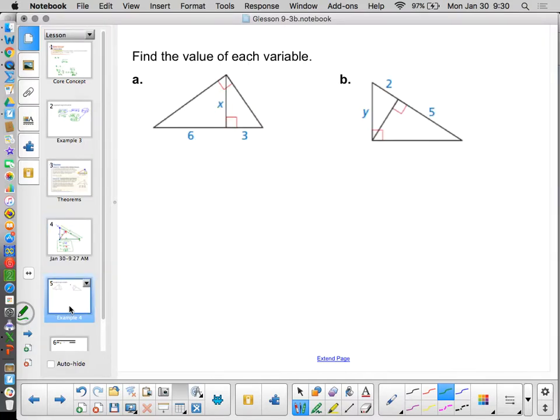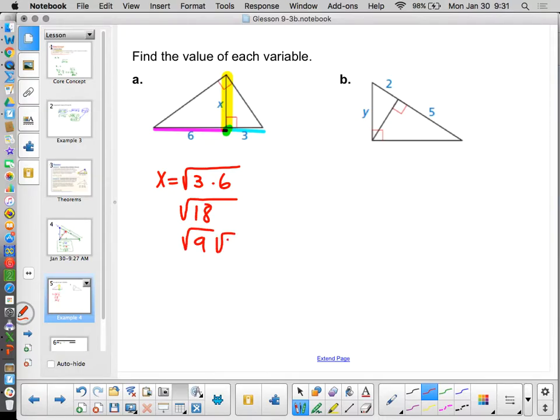So let's go ahead and use that. Let's set it up. Here I'm going to notice, what segment am I working with? Of my special ones, it's this X here. And where's the endpoint I'm interested in? It's right there. What two segments go with us? The 3 and the 6. So very simply, instead of drawing three triangles and labeling everything to find out what X is, I can just simply say X is the square root of 3 times 6, which is the square root of 18, which I then simplify. And I found the value of X.